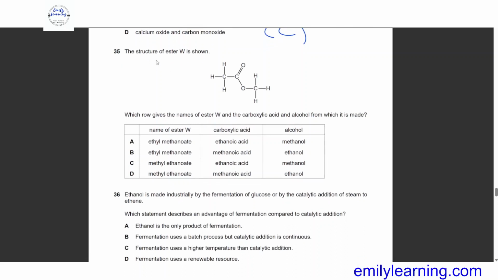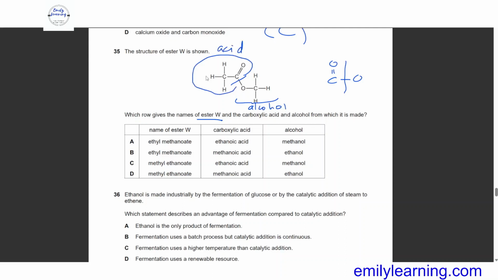Question 35. So it's organic chemistry now. The structure of the ester W is shown. Which row gives the name of the ester W and the carboxylic acid and alcohol from which it is made? Whenever you have a question on esters, always look for the ester group and then divide it this way. I found the COO here, so I'm going to divide it here, and I know this portion comes from the alcohol, and this portion here comes from the acid.